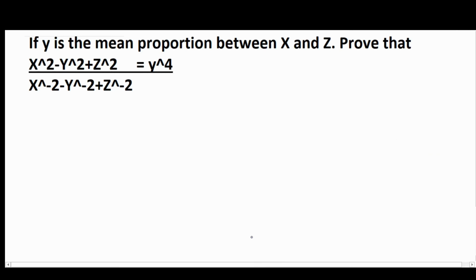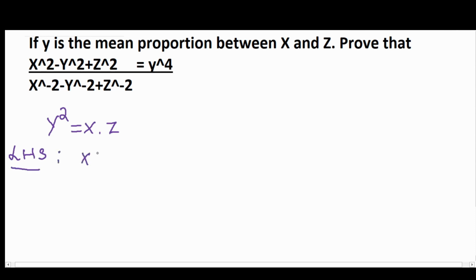Let's go for the next problem. If y is the mean proportion between x and z, prove that x square minus y square plus z square divided by x raised to the power minus 2 minus y raised to the power minus 2 plus z raised to the power minus 2 is equal to y raised to the power 4. In the question, y is a mean proportion between x and z. Therefore, y square is nothing but x into z.